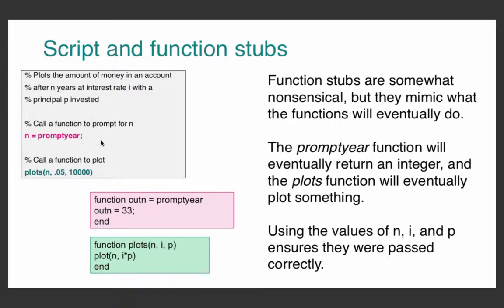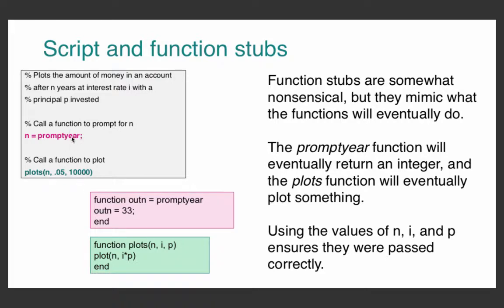So the first thing we want is to get the number of years. And then we want to plot. So we have a function called prompt here, and we go n. We just write this out without worrying about what these functions are. So we're sort of sketching our program. And then we want to plot it like this. And then we think, what do we have to implement here?